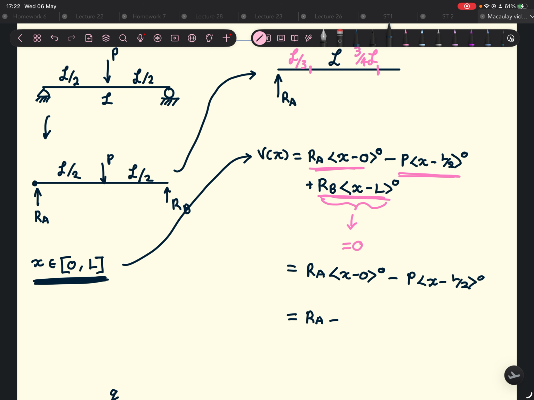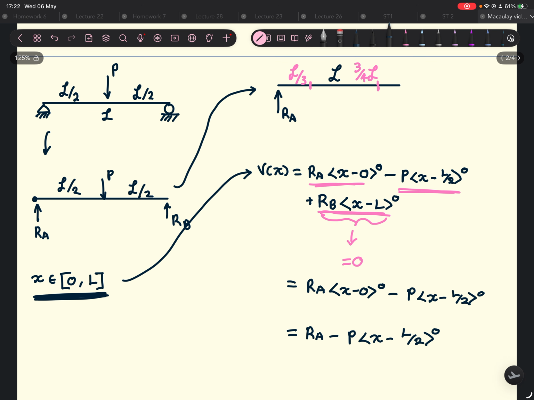And then this part we can't simplify. If we were to just simplify this to P, then we're implying that P acts along the entire length of the beam, but P starts at L over 2. So we still need these Macaulay brackets. So we're going to put them in: P x minus L over 2 to the power 0. Cool. Hope that makes sense.